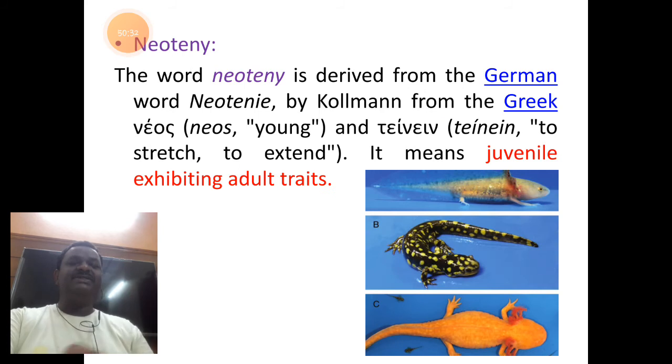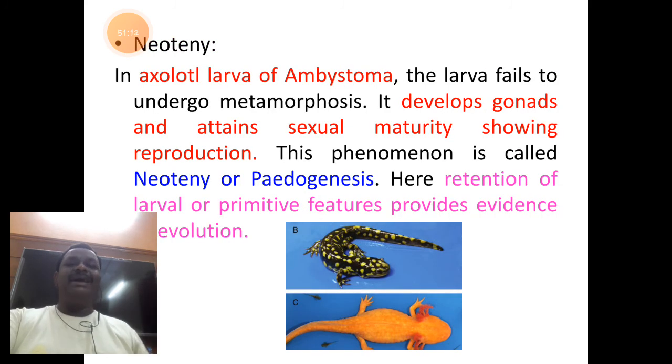The next homological feature in support of embryological evidence of organic evolution is neoteny. The word neoteny is derived from a German word, and it was given by Kollmann, according to which the term neoteny refers to juveniles exhibiting adult traits. So juveniles refer to the larval stages. They exhibit the characters of their adults. They behave like adults.